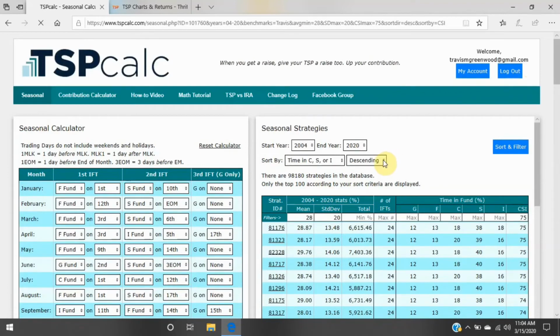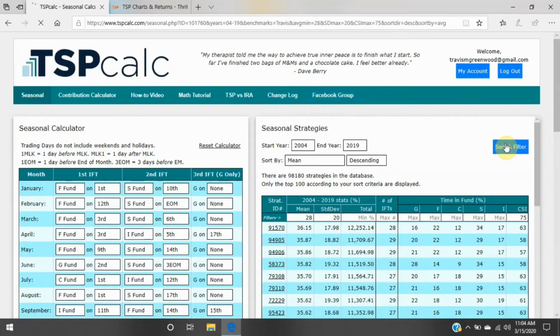Okay, and then let's sort by mean. Let's change this to 2019. And let's change that to mean. We're just kind of playing around here with the calculator and seeing the different variety of strategies you can come up with. So this is kind of a neat one.